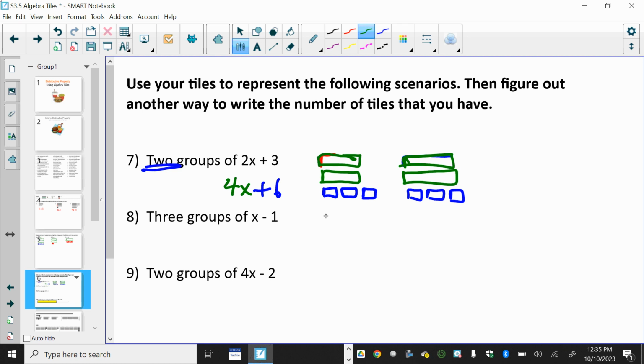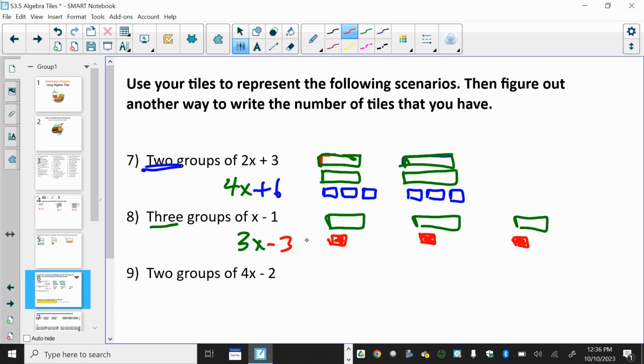Let's do it again. Three groups of x minus 1, so x, x, minus 1. We can rewrite that as 3x, minus 1, minus 2, minus 3. Minus 3. Two groups of 4x minus 2. 1, 2, 3, 4.